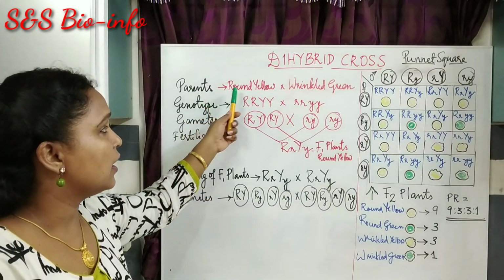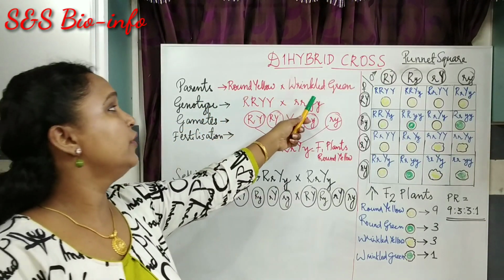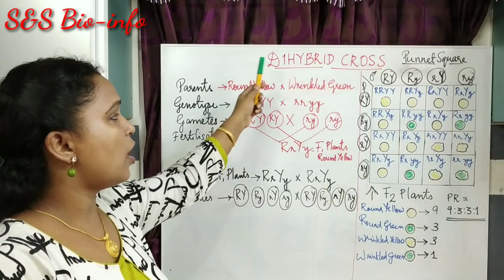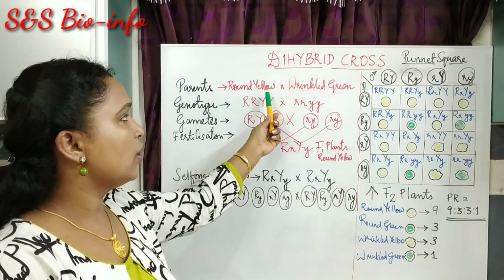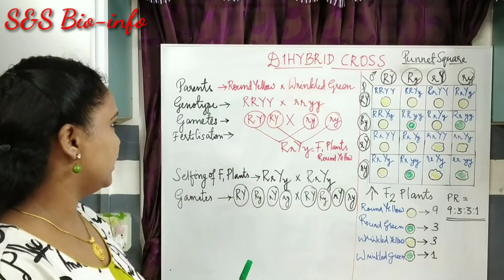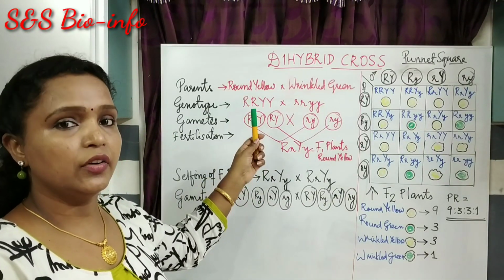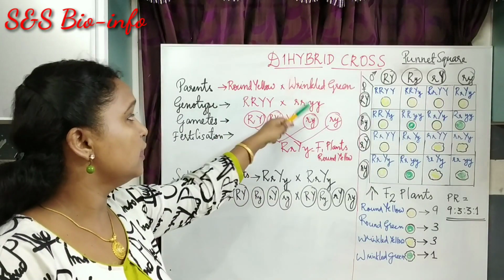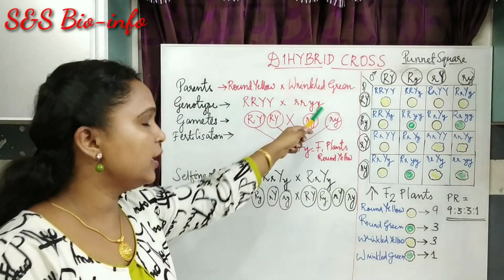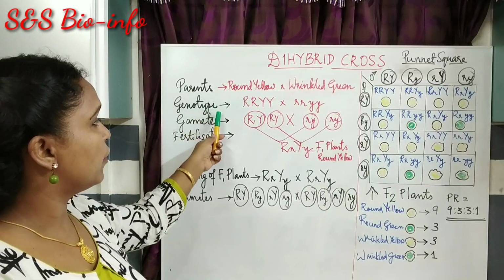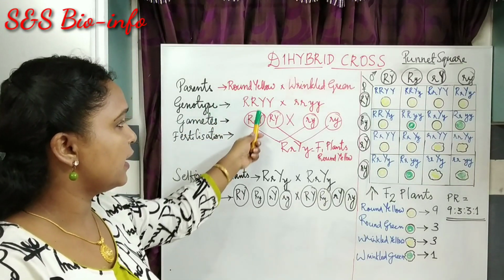Here the parents are round yellow and wrinkled green. Round shape is dominant over the wrinkled shape. Yellow color is dominant over the green color. Here we have selected two pairs of contrasting traits. One is round wrinkled, the second pair is yellow green. The genotype of the parents is written like this: first parent, second parent.